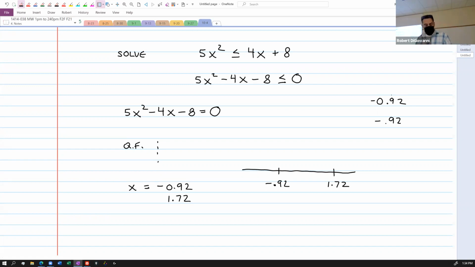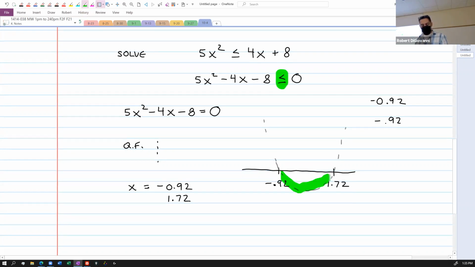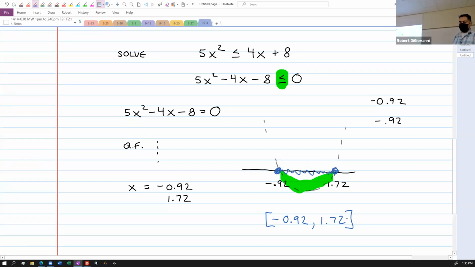All right, so here we are. This again is a parabola that opens up. And we want to know when it was less than or equal to 0. So we're looking at this region here. And we do want to include those two endpoints. So it'll be everything between those two numbers. So it should be bracket negative 0.92, comma 1.72, bracket done. We good? Questions at home?